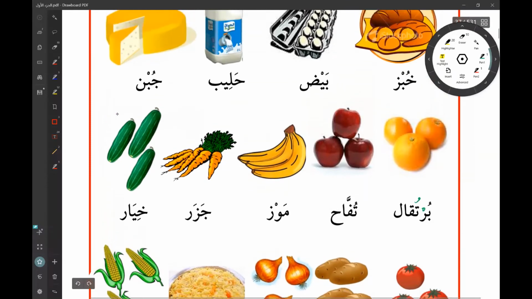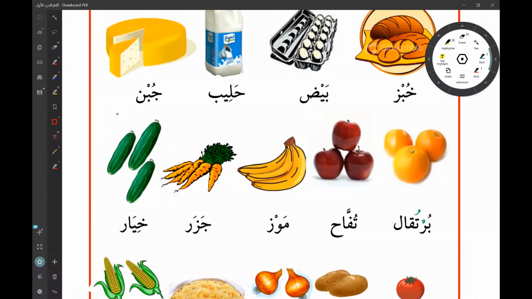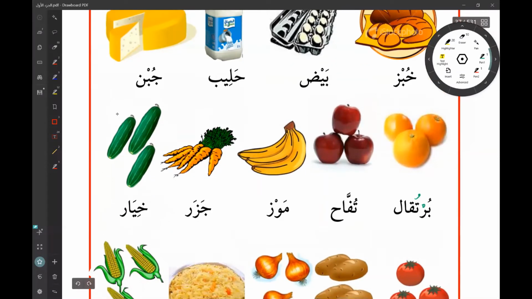And remember what I said before, that all of these words you can add tanween at the end, because by default they have what? These are indefinite, right? So there's no alif lam. So that means these are indefinite. So tufahun, we can say tufahun. That means apples, right? Mouz, which is banana.